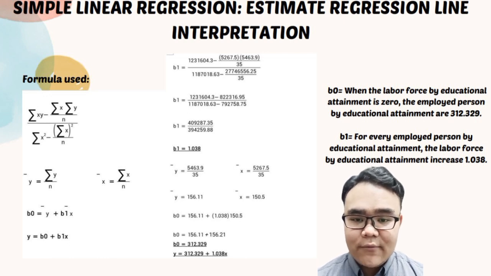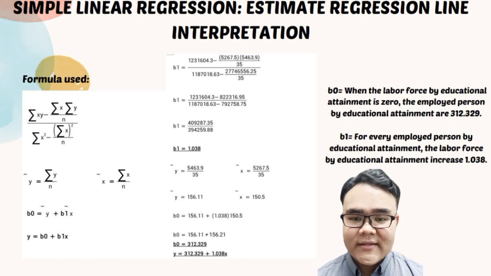Moving on, here we have b0. We can see here that when the labor force by educational attainment is 0, the employed person by educational attainment is 312.329, whereas for every one person increase in employed person by educational attainment, the labor force by educational attainment increases by 1.038. Thank you.